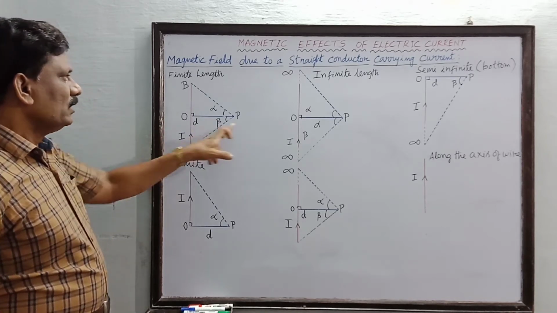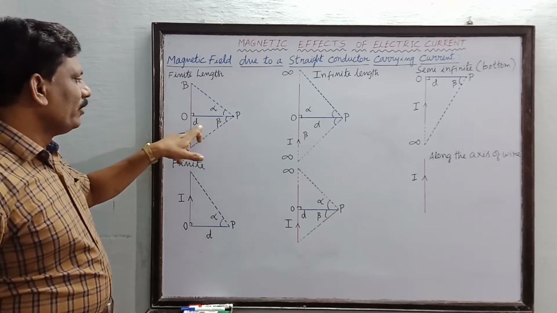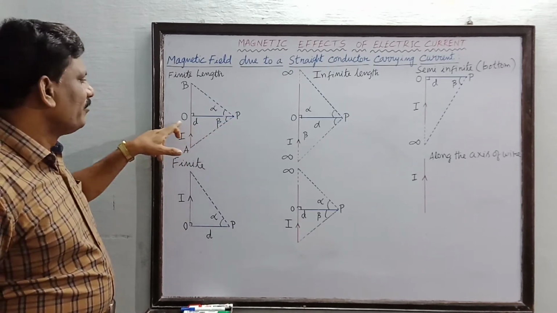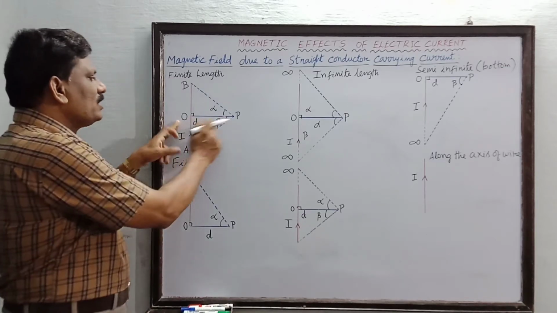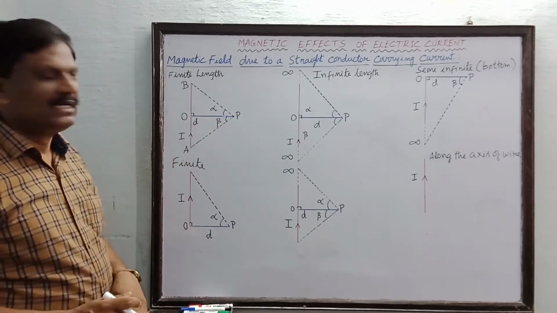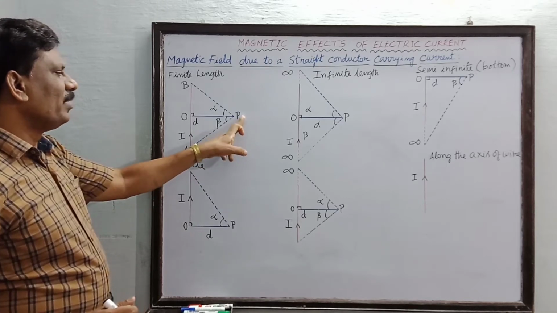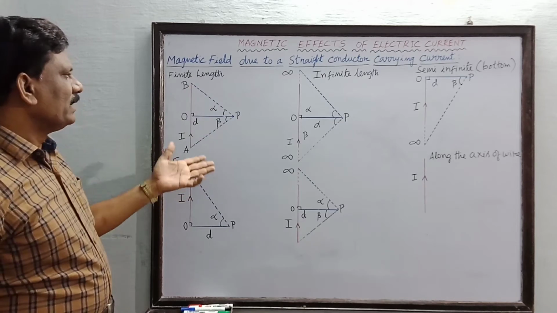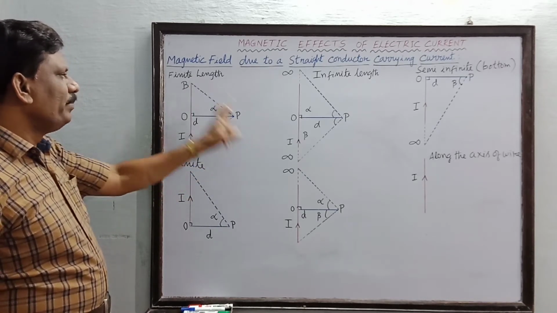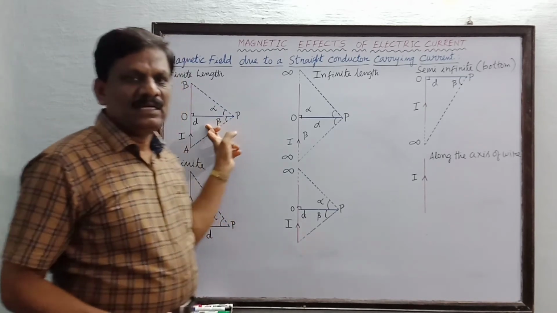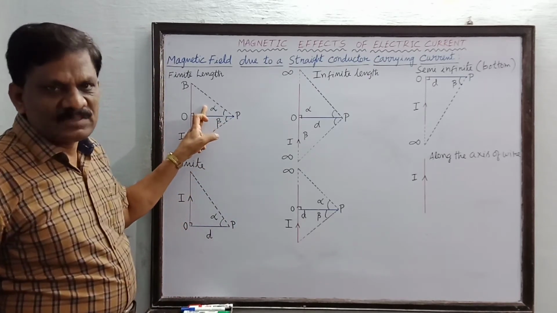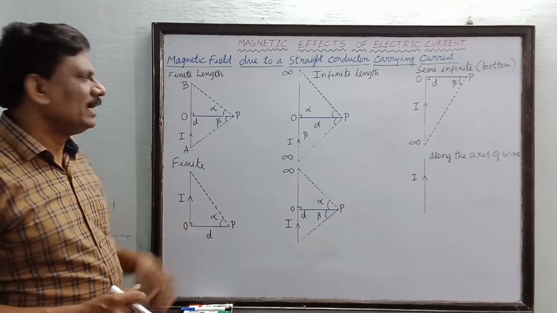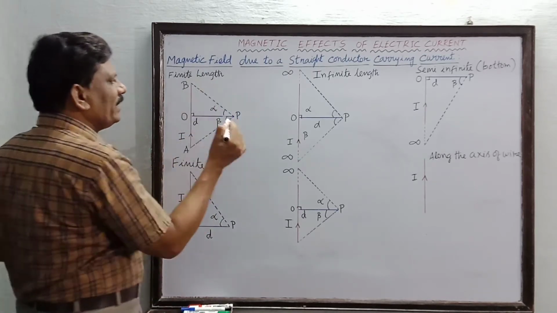Now P is a point which is at a perpendicular distance D from O. So D is equal to OP, the perpendicular distance. The distances of the point P from A and B are different, but AP and BP make angles beta and alpha respectively. In such a case, how do we find the magnetic field at the point P if it is a finite conductor?